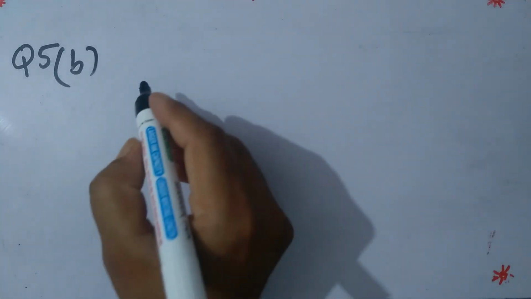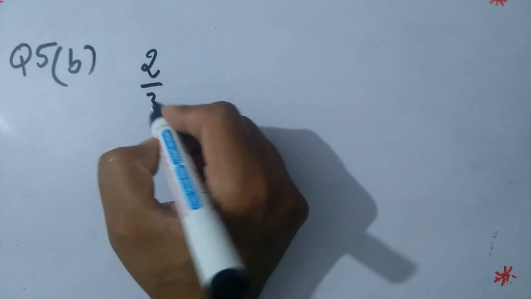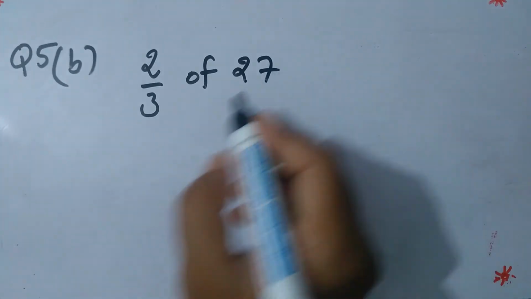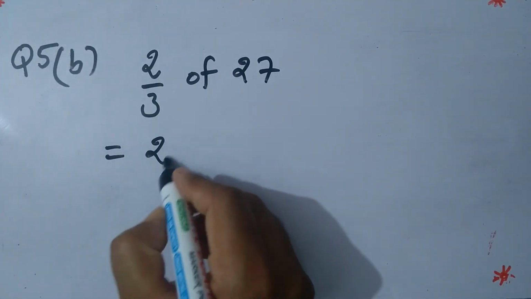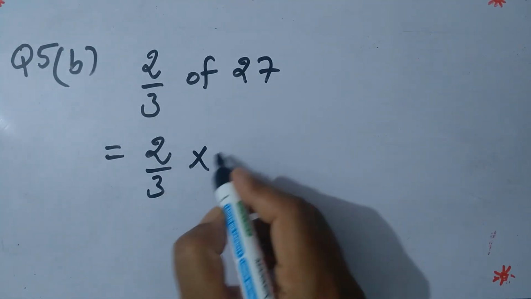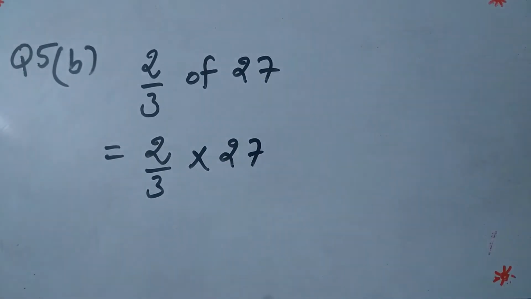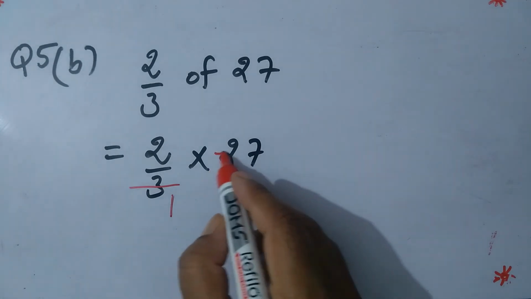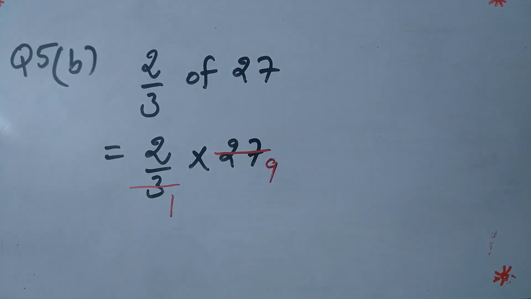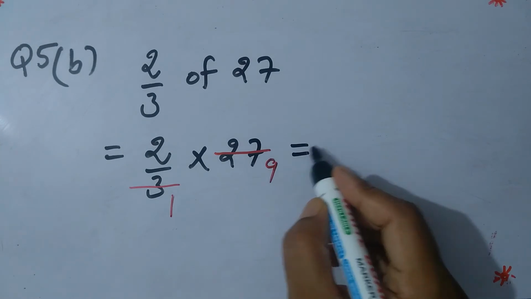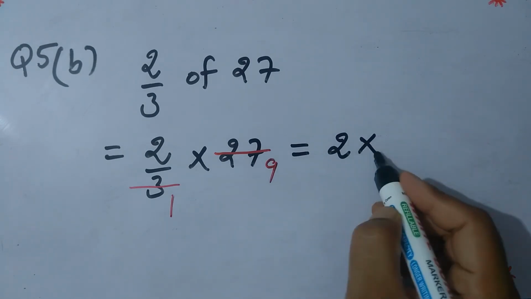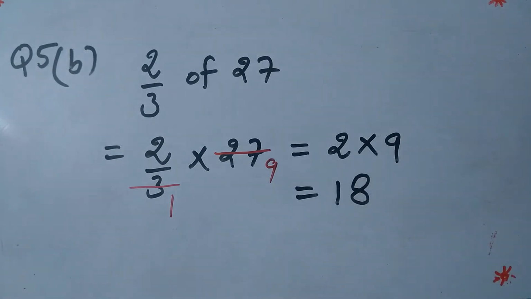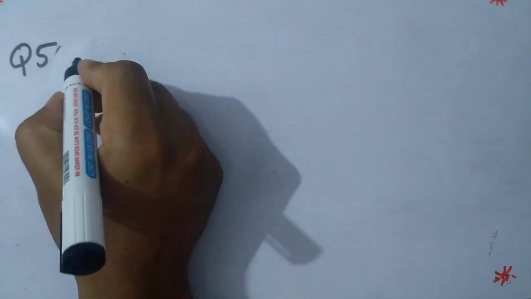Next part is 2 by 3 of 27. That means 2 by 3 into 27. So cancellation, 3 ones are 3, 3 nines are 27. So we can write this as 2 into 9. Answer is 18.